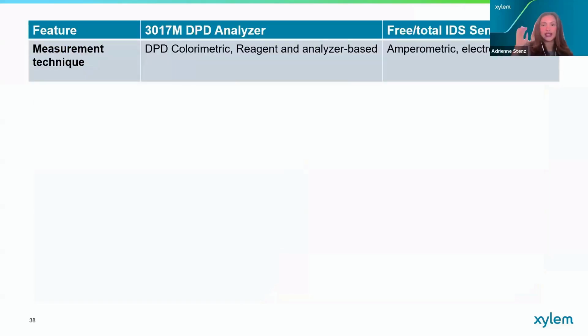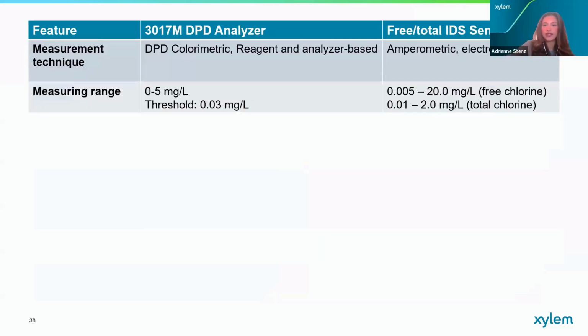Here's a side-by-side comparison of the two technologies, the 3017M DPD colorimetric analyzer and the free and total amperometric sensors. They do have different measuring ranges available. The 3017M DPD analyzer can detect 0 to 5 milligrams per liter free or total chlorine with an accuracy of 0.03 milligrams per liter. The reagents determine whether free or total chlorine is measured.